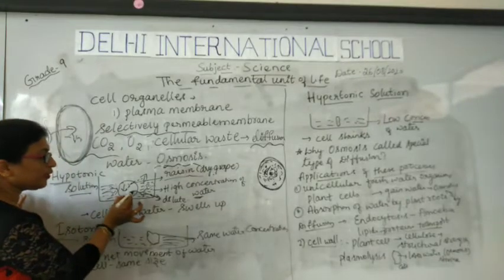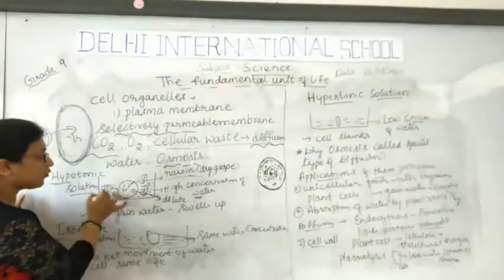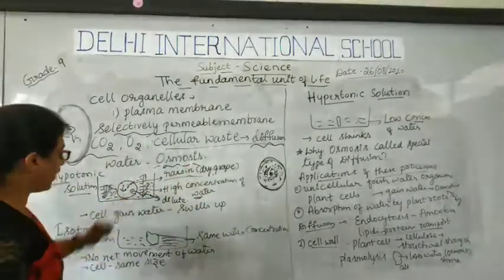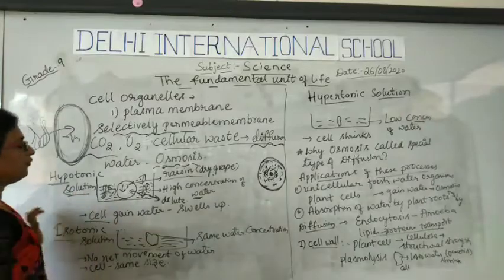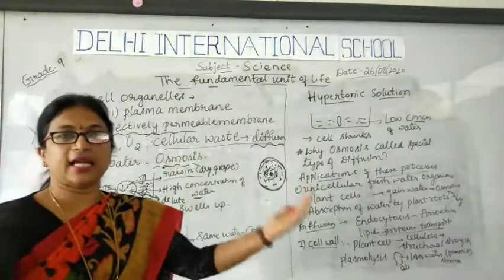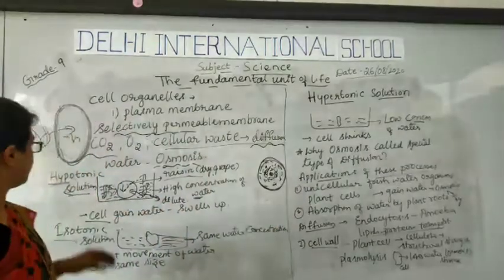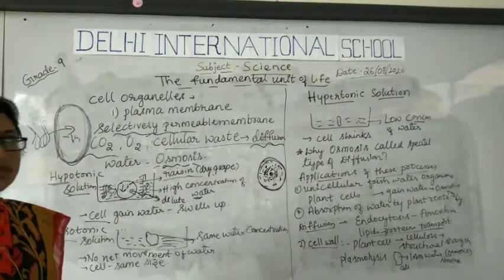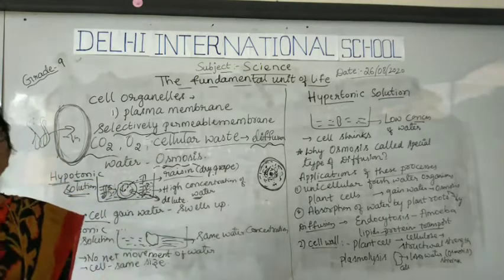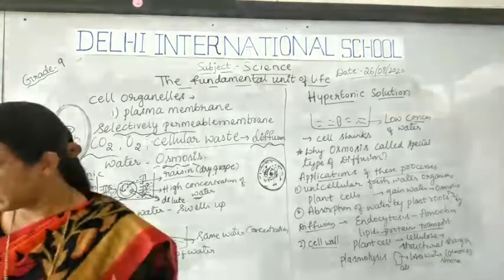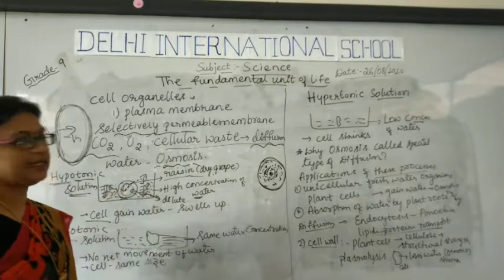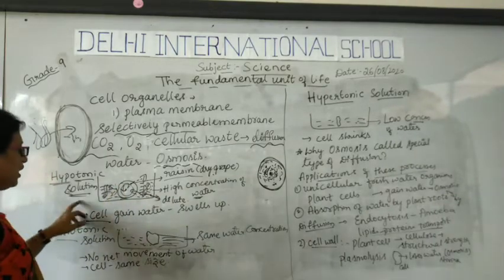Okay, the cell gains the water because the high concentration is outside. It gains and it becomes swollen. So this is the condition of a cell when the outside water concentration is more and the inside water concentration is less. That's why I took a hypotonic solution. That means outside water concentration is more and inside is less. That's why it is called a hypotonic solution.